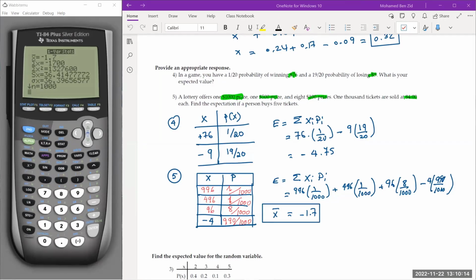Okay, let me finish this question. So find the expected value of a person buying 5 tickets. So 5 tickets here, it means every ticket is going to cost you 1.7. So if you multiply it by 5, this is the expected value of 5 tickets. I'm going to call it E5. The expected value for 5 tickets is going to be minus 1.7 times 5, and that's going to be minus $8.5.